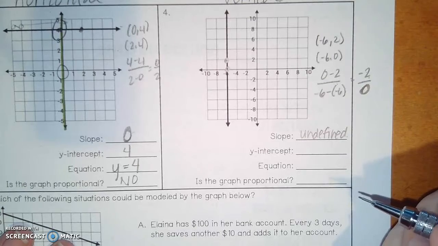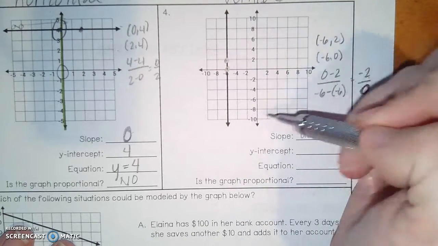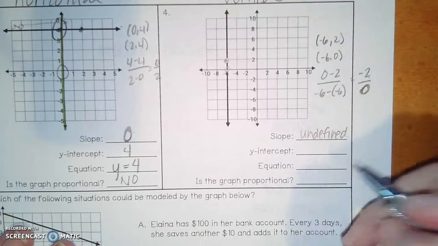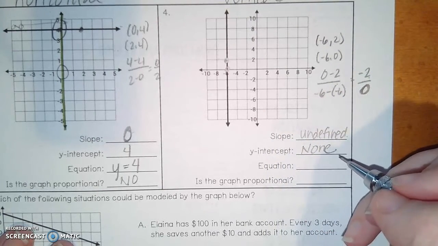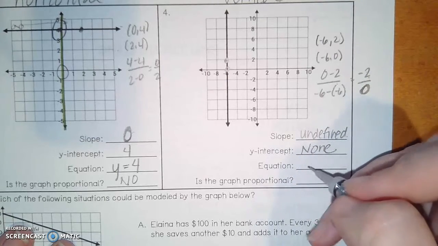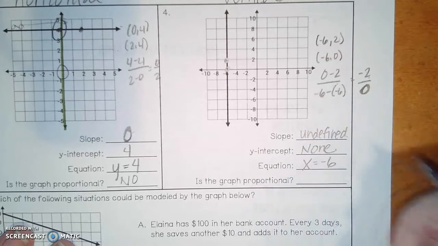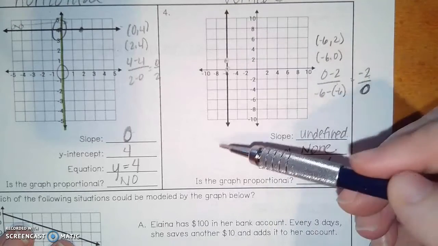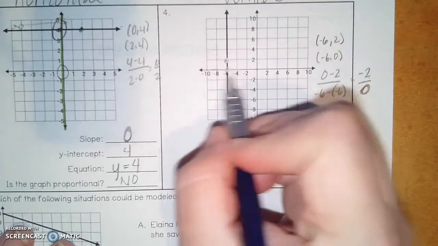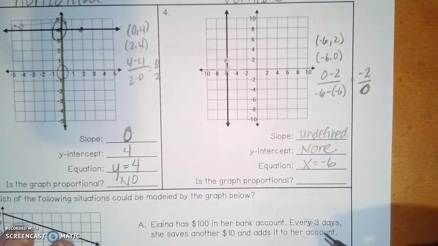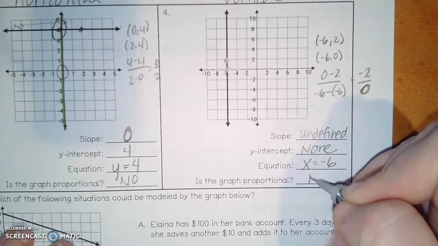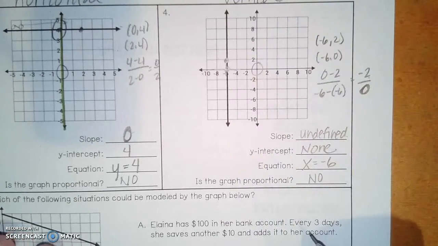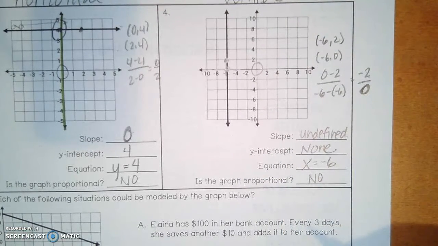All right, so right here, do I have a y-intercept? Is it crossing the y-axis anywhere? My answer here is that there is none. There's no y-intercept. The equation that goes with this is x equals -6. If it's vertical, it's crossing our x-axis right here, not our y-axis, and so we have x equals -6. Again, if this graph were proportional, it would have gone through the origin, which it did not. So this is not a proportional graph.